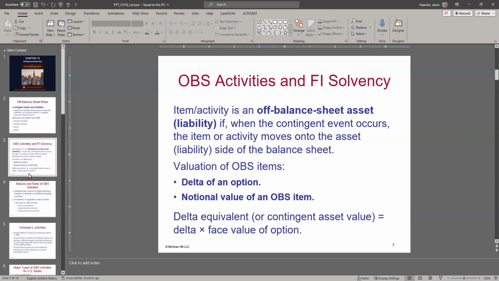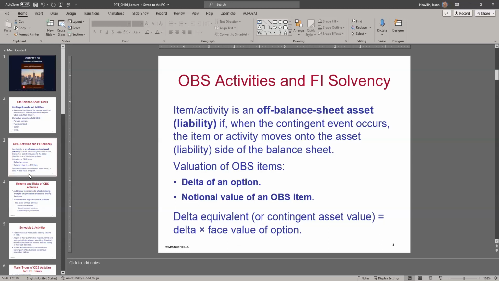Valuation of balance sheet items, delta of an option. There's this thing called the Greeks. That belongs in a different class, a different course, but they call them the Greeks because options have these different calculations that are done to understand the value of the option. They call it the Greeks because there's a series of Greek letters. Delta is probably the most popular of them all. If you're interested, feel free to go to the internet and look up options, the Greeks.